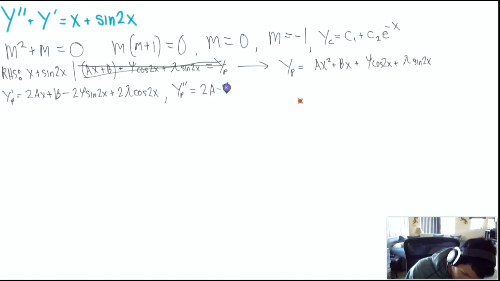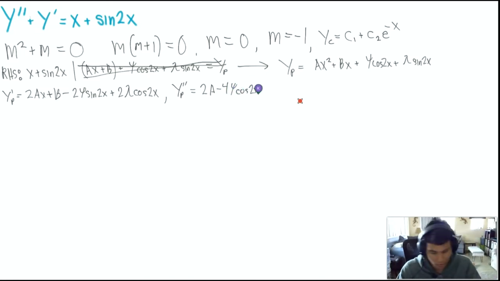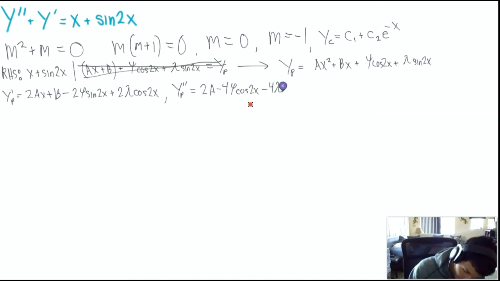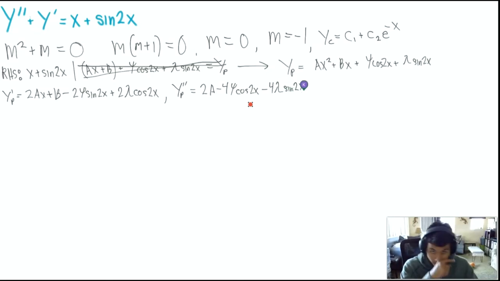4 phi cosine 2x. And I know it's not actually a trident. I know it's capital phi. I just like to call it trident because it looks like a trident. Right. Minus 4 lambda sine 2x. Now look at those lambdas, by the way. Come on. I think I got some of the best lambdas in the game. Yeah, nonetheless, let's keep going.